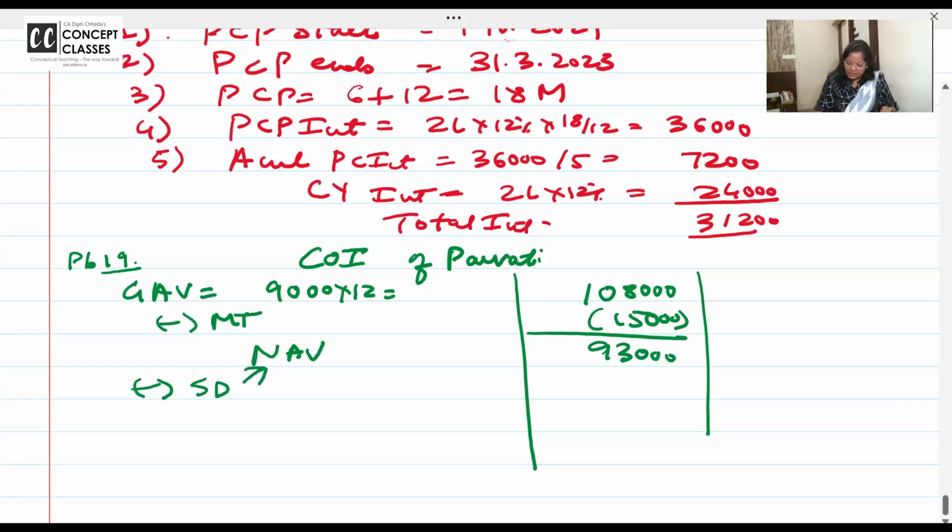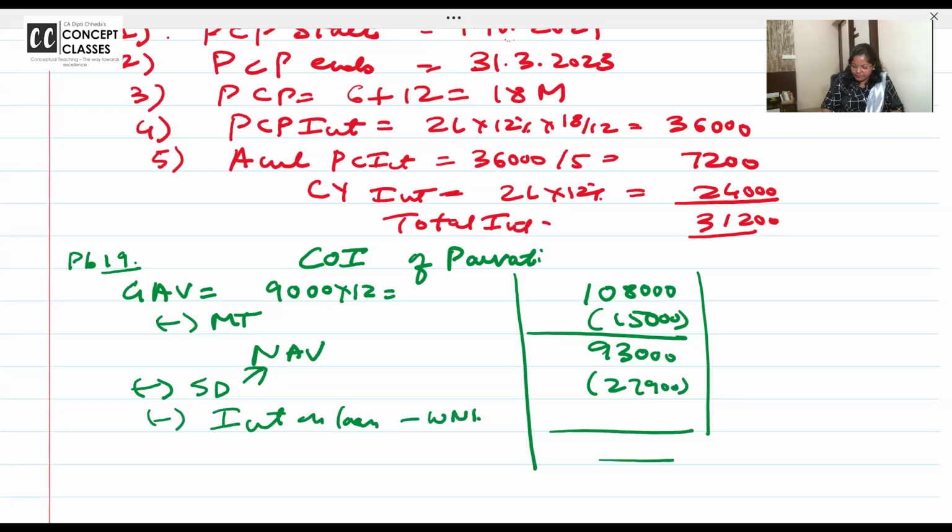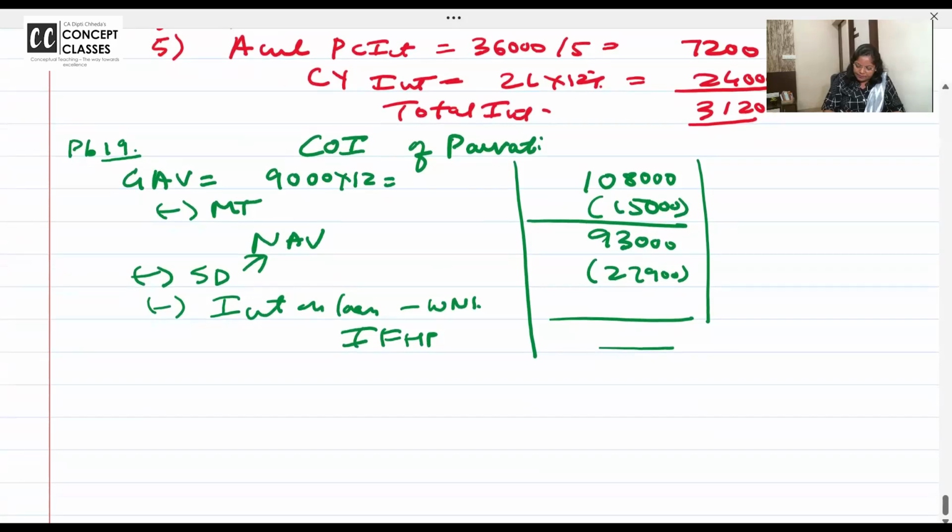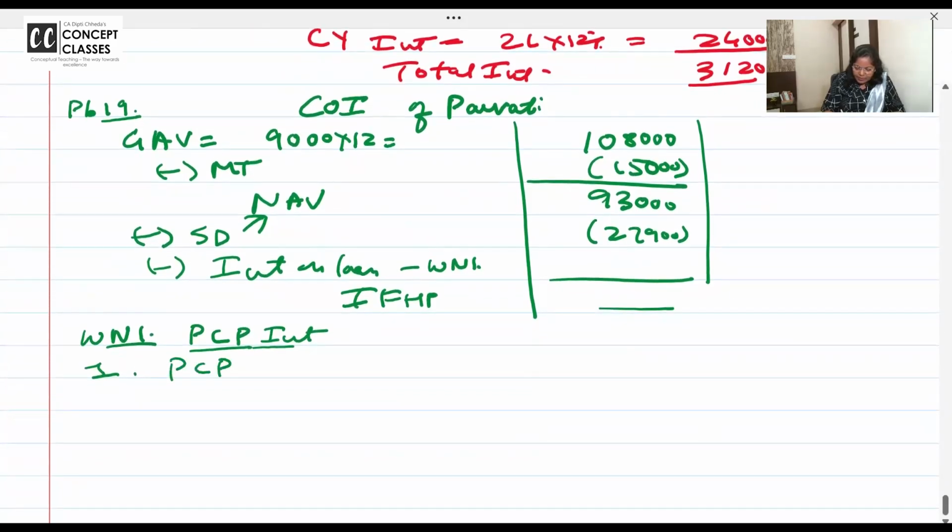Standard deduction 30%. And interest on loan. Working note 1. Income from house property is done. Pre-construction period interest. Step 1: pre-construction period starts.